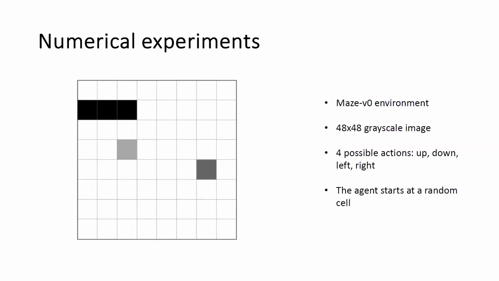So the most interesting environment we tested is this maze environment, which is a 48 by 48 grayscale image, and the goal is to navigate the gray box into a goal while avoiding collision with walls. And the agent starts at a random cell every time. Now, of course, this is a very high dimensional feature. You cannot encode it directly into a quantum agent. However, we can use this latent feature approach.